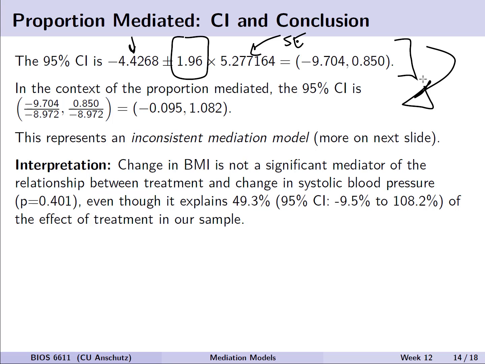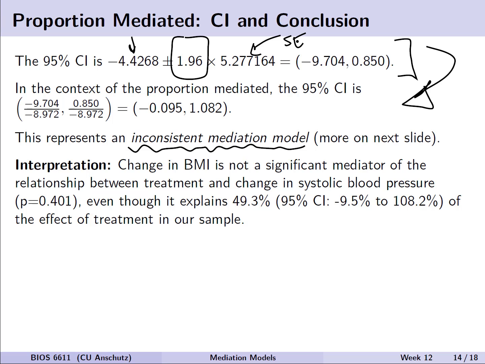Now, what this represents is an inconsistent mediation model. And we'll discuss a little more what that means on the next slide and some reasons why it may have occurred here. But we can still interpret this in the context of the results we have: the change in BMI is not a significant mediator of the relationship between treatment and change in systolic blood pressure because p equals 0.401.